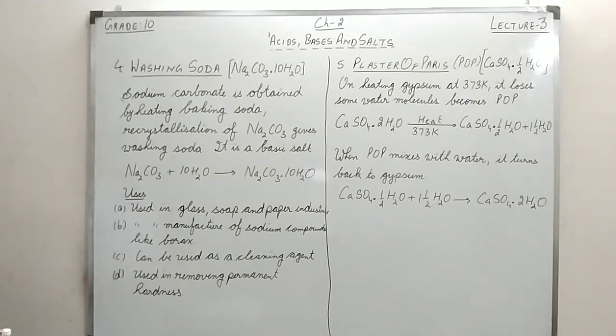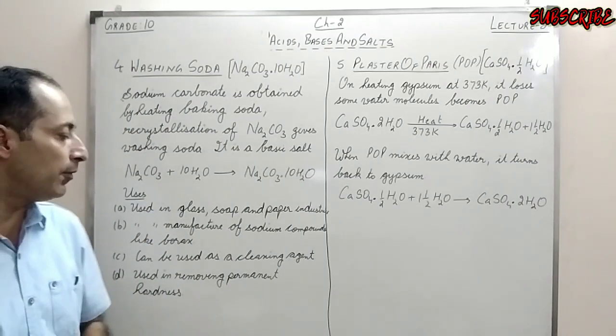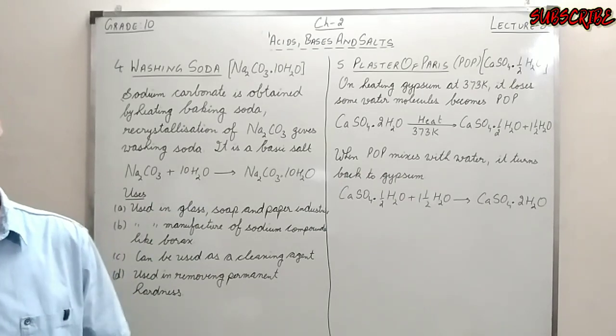Alright, now what are the uses of washing soda? It is used in the glass, soap and paper industries. It is used in the manufacture of sodium compounds like borax, can be used as a cleaning agent as the name suggests, and again it is used in removing permanent hardness of water, right?